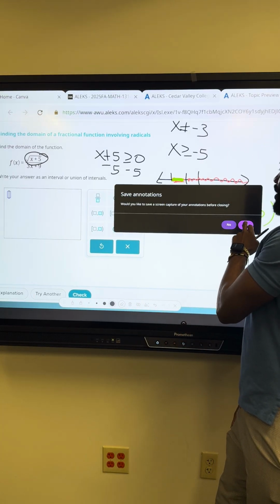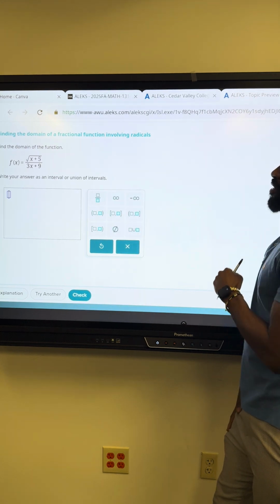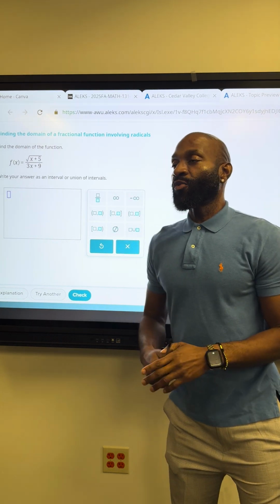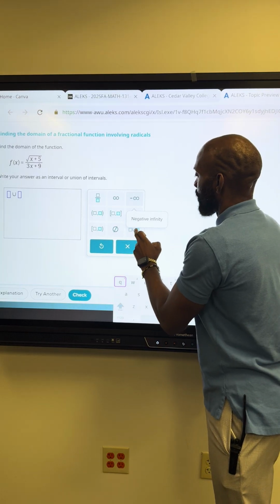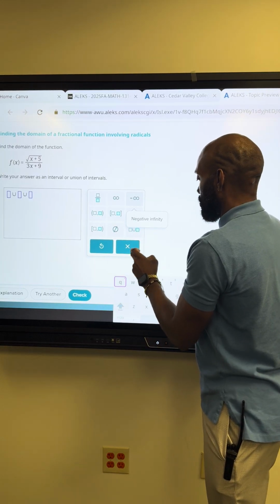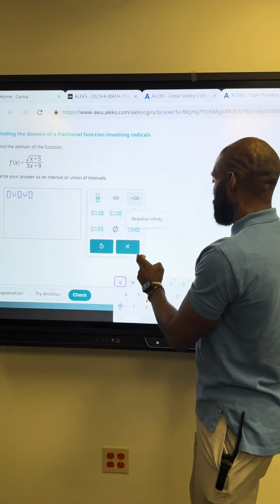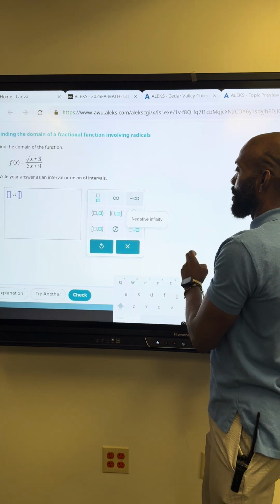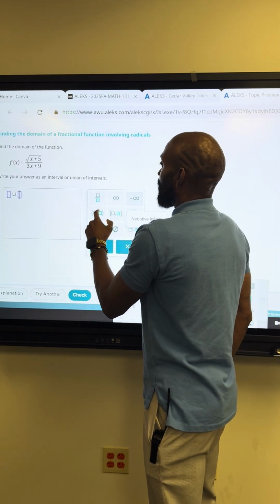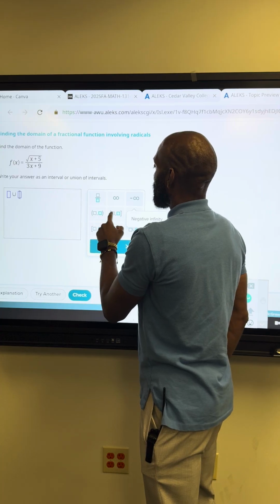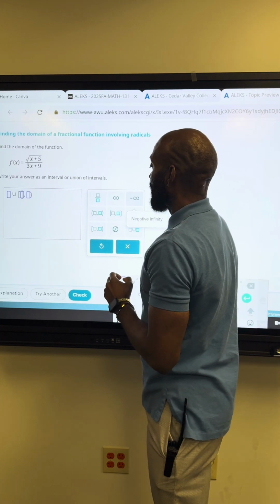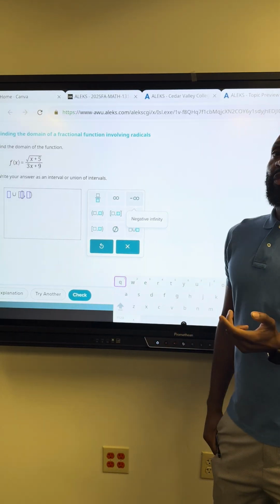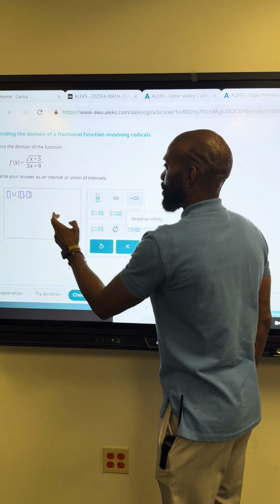So don't get too bent out of shape when you make a mistake. Just keep working. All right, so here we only need one union, so let me get rid of one of these. All right, and so remember, -5 was included, so we can have a bracket, but -3 was not included, so we need a parentheses.